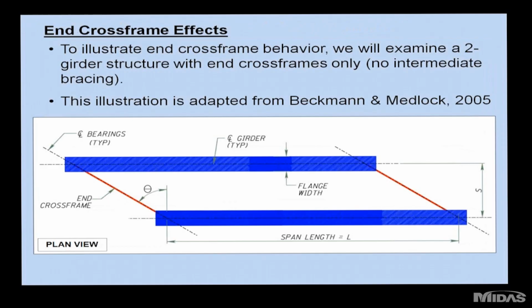Moving on to the effects of the end cross frames. These are entirely independent from the intermediate cross frame effects. And to illustrate how this works, I'm using an example. This is borrowed from a paper by Fred Beckmann and Ron Medlock. This is a two-girder bridge with end cross frames only. And this is just a generic single span bridge with skewed end cross frames.